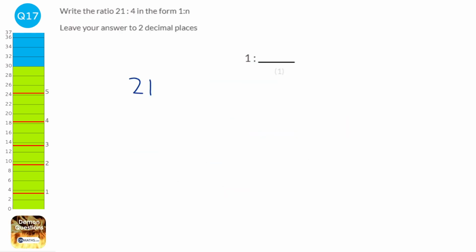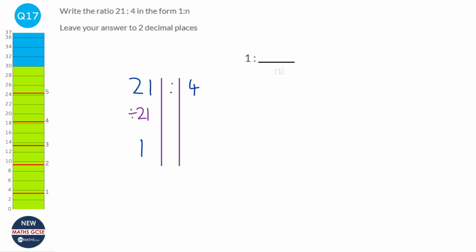So we're given 21 to 4 is the ratio. And we're just going to have our lines in, because what we need to do is make the left hand side be 1. To do that, for 21 I need to divide it by itself, divide it by 21, and we're going to do the same to the right hand side. So 21 divided by 21 is 1, perfect, that's what we wanted. 4 divided by 21 is 0.190 blah blah blah. It says it wants it to 2 decimal places, so it's going to be 1 to 0.19.